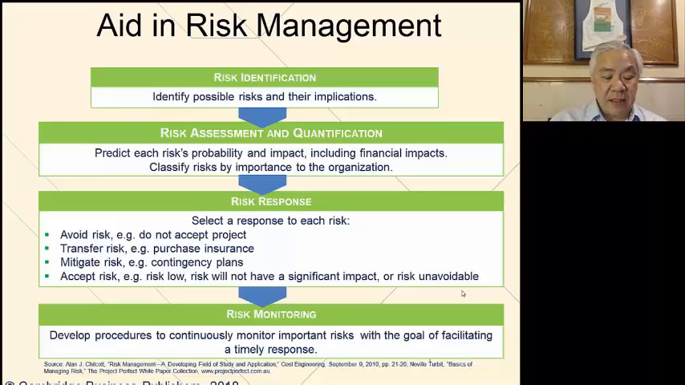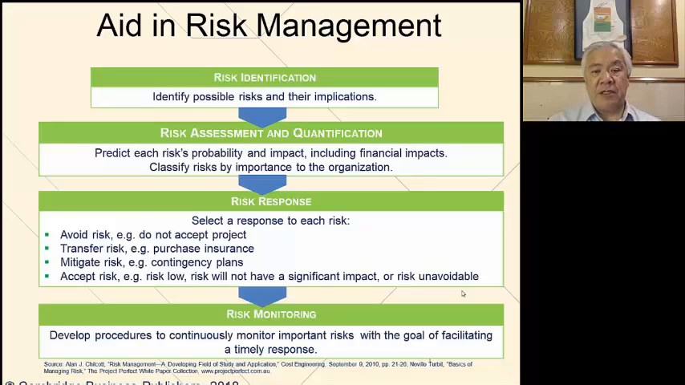Then what's our risk response? Do we avoid the risk and we do not accept the project at all? Do we transfer the risk by purchasing insurance? Do we mitigate the risk with contingency plans? Or do we accept the risk? Just know that some risks are worth taking and based on low probabilities or low impact, we're going to move forward anyway.